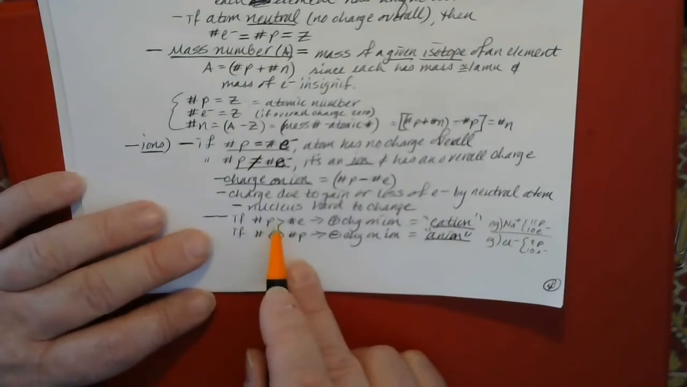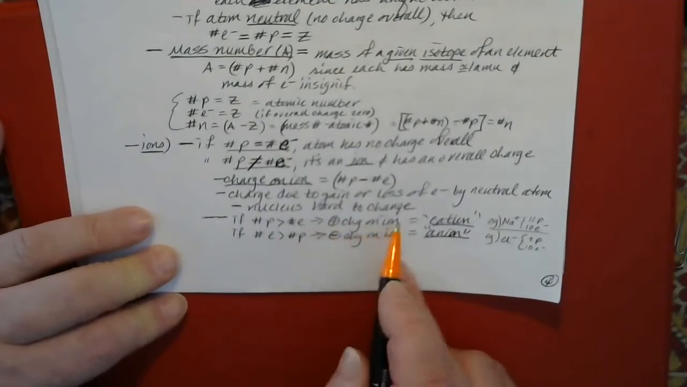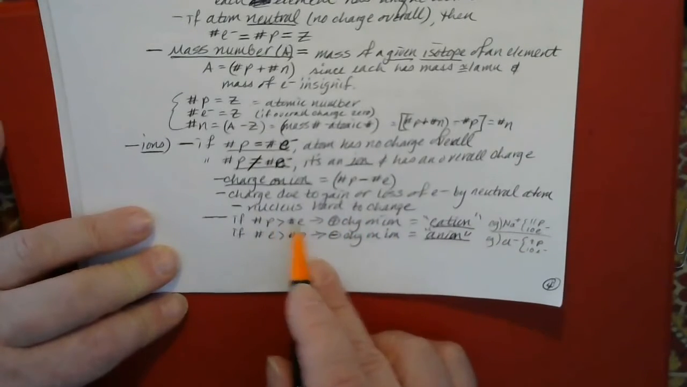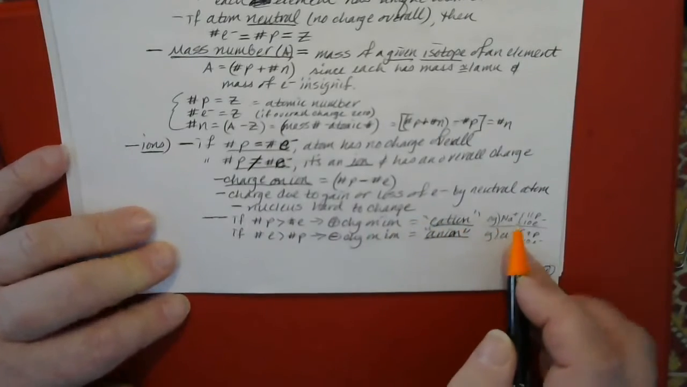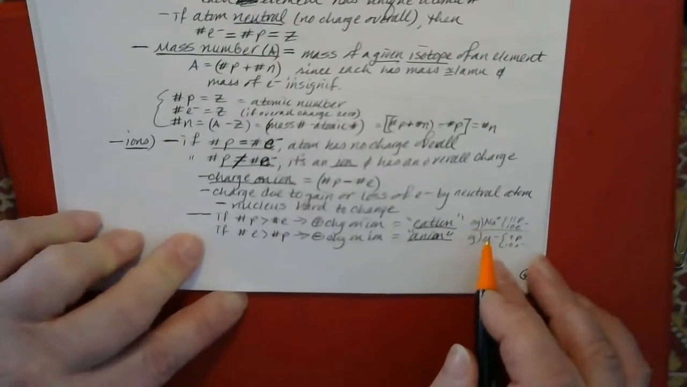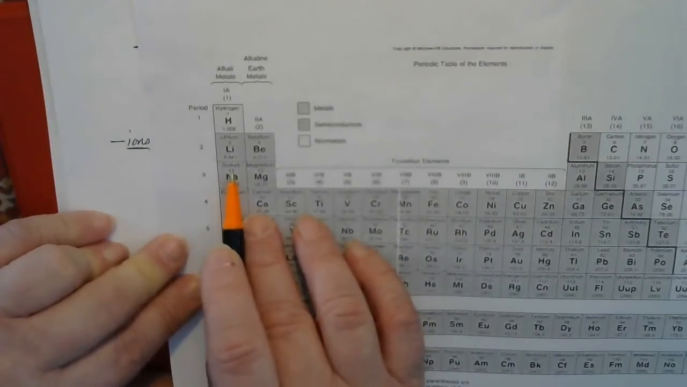So if the number of protons is greater than the number of electrons, you have a positive charge on the ion because you have more positive charges than negative ones. That's known as a cation. And for instance, the element sodium, if you look at sodium in the periodic table, it's atomic number 11.